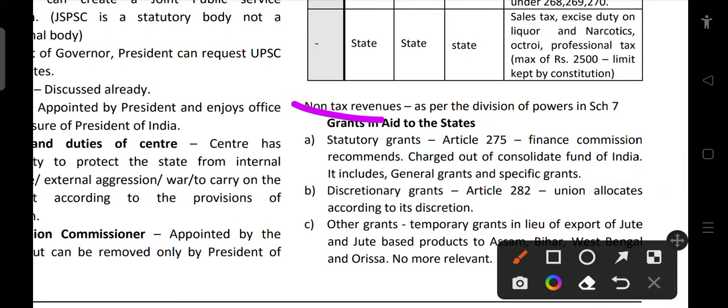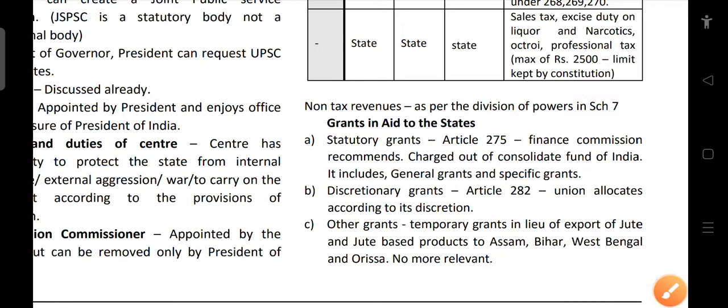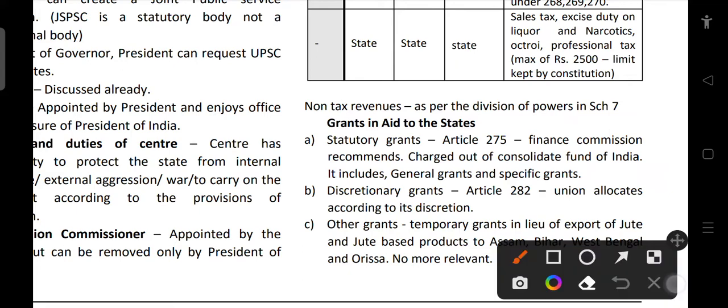Now what is the tax revenue as per the division of power in Schedule 7? It grants three aids to the state. So what are the grant and aid to the state? First is statutory grant under Article 275.